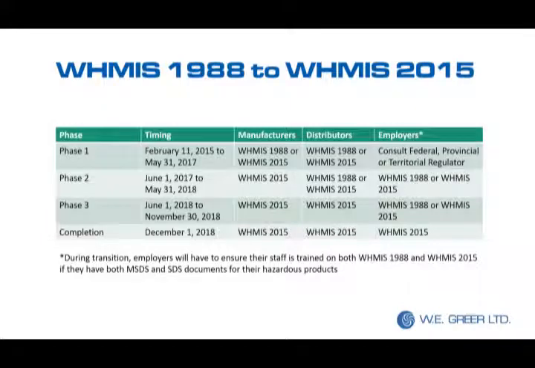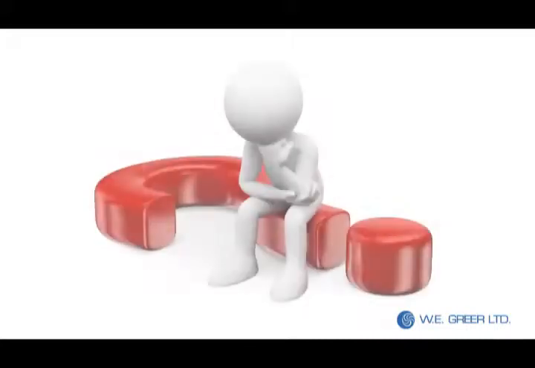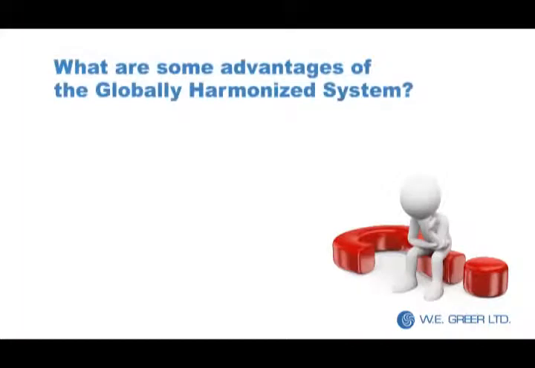Currently, we are in Phase 1 of the transition, which affects mainly the manufacturers and distributors of chemicals. By May 31, 2017, all manufacturer packaging and safety data sheets will be WHMIS 2015 compliant. Employers are expected to be completely transitioned over by December 1, 2018. Here is another question for you. What do you think some of the advantages are of adopting an international system such as the GHS? Pause here if you need more time to discuss the answer.